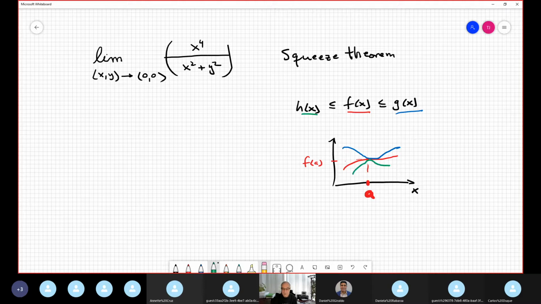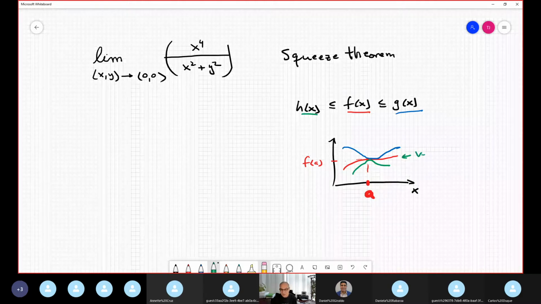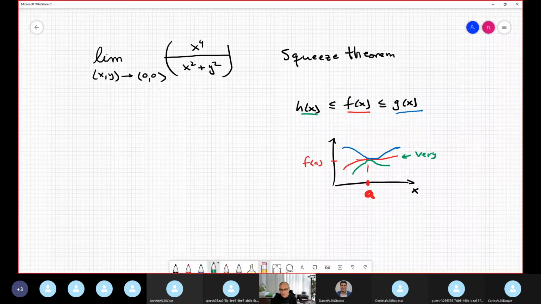Entonces, I discover, suppose the red one is very, very complicated. I have no idea, algebraically it is complicated. However, this is not complicated.